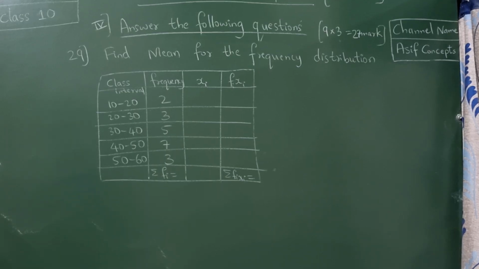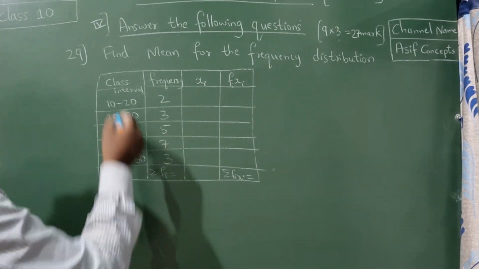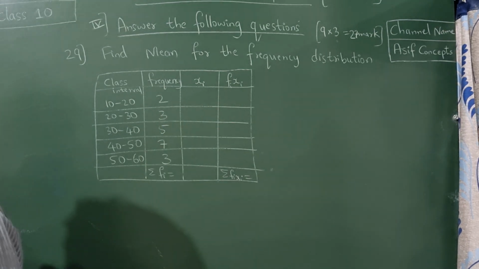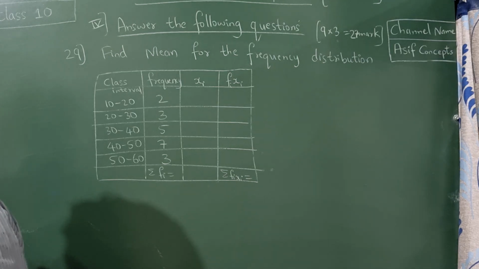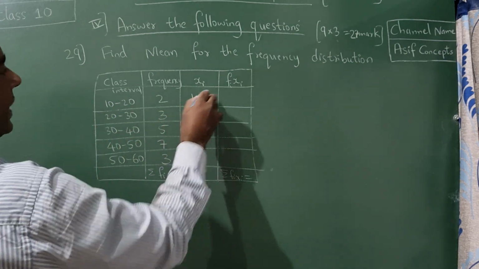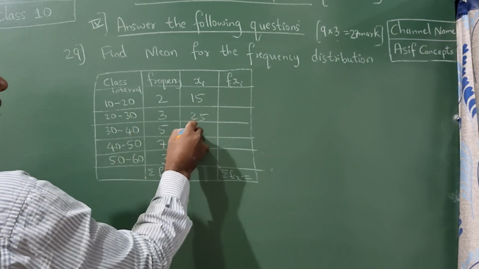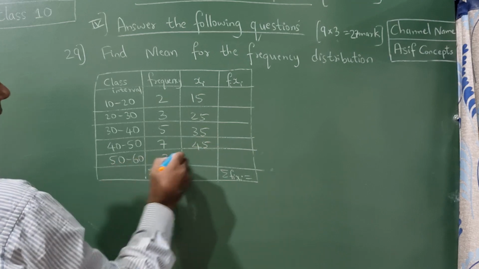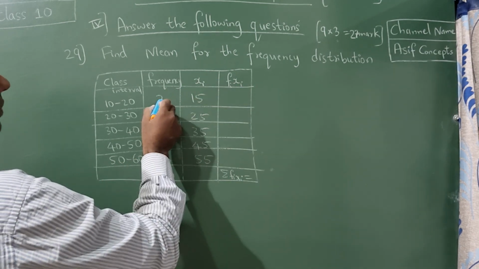Now 29th question. Find the mean for the frequency distribution given. So these are the class interval, these are the frequency. You need to construct two more columns: one is class mark and one is f into x. So what is the middle number for the 10 and 20? It is 15, and this will be 25, this will be 35, this will be 45 and this will be 55. Now the last column is 15 into 2.